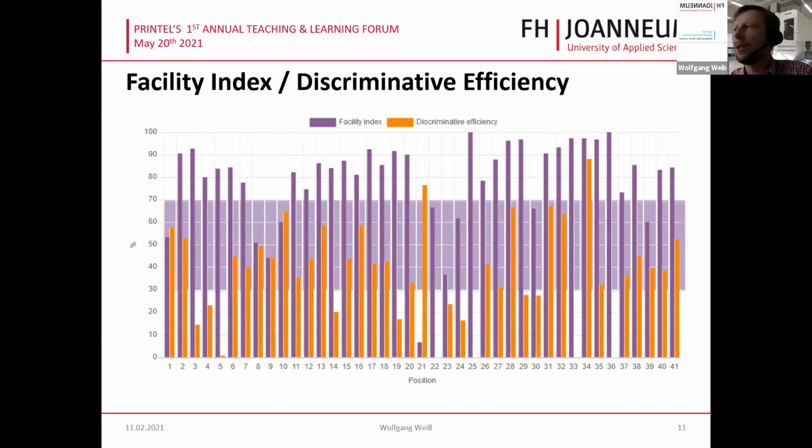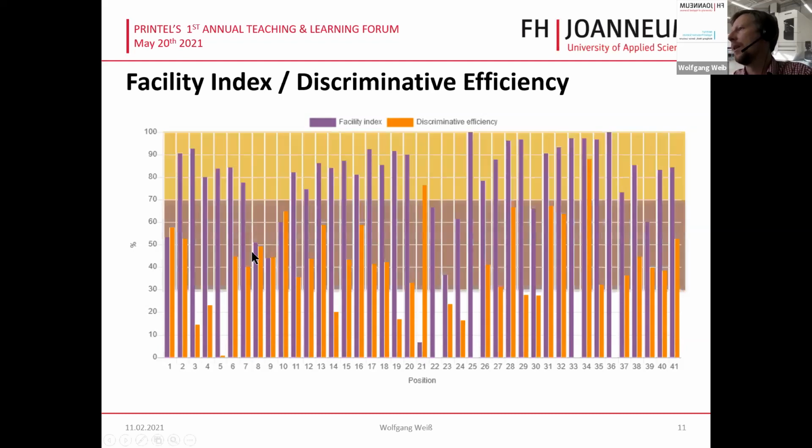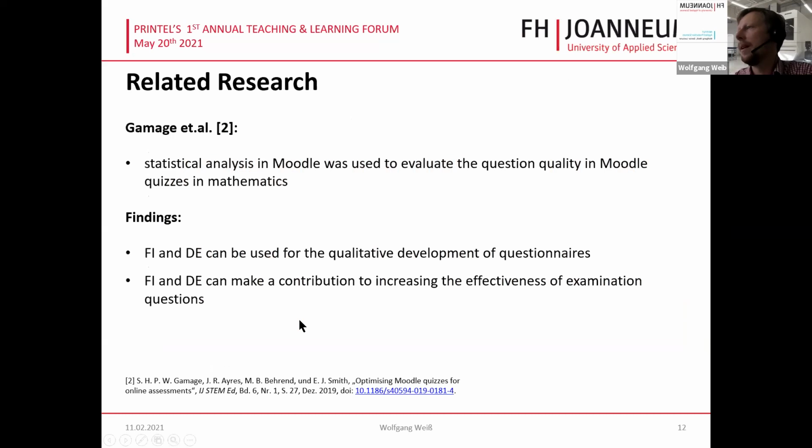And the discriminative efficiency is on average for some questions above 30%. So this is what we want to reach. Discriminative efficiency below 30% is very bad, so that these questions cannot distinguish between able and not so good students at the end. Based on these results, lecturers can reflect on the quality of the exam based on quantitative parameters.